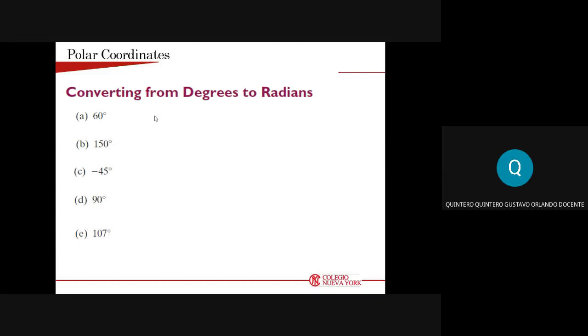How do we change it to radians? We are going to have to use a formula. The formula we are going to use is this one over here. Since I am giving you the number in degrees, you have to use this formula. Simply put the number instead of degrees, put it in a calculator, and you got it.